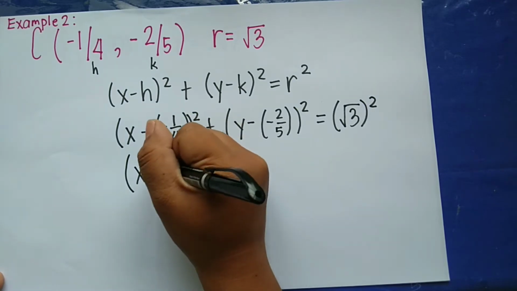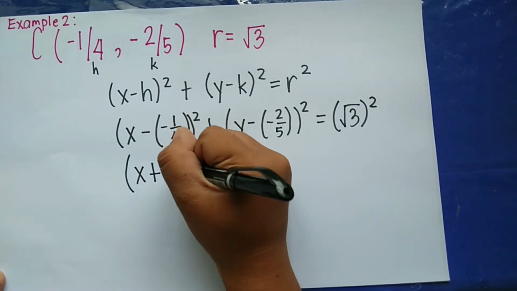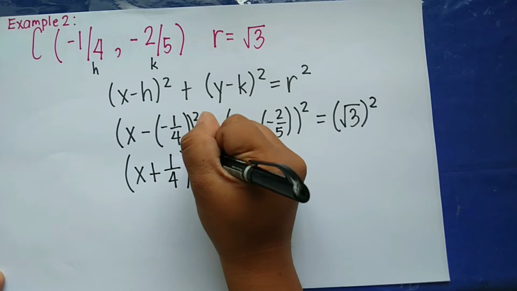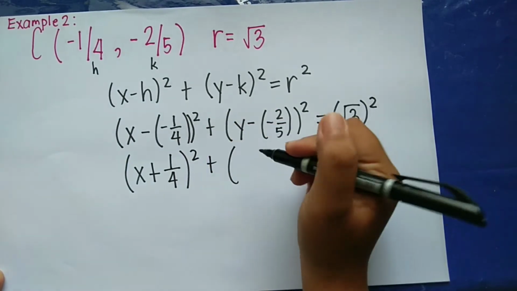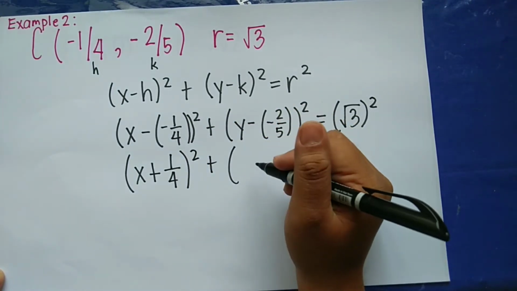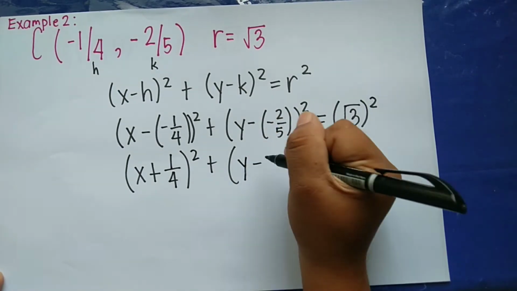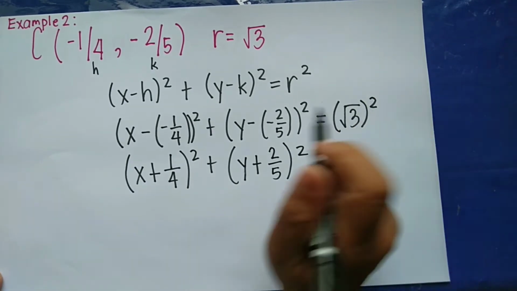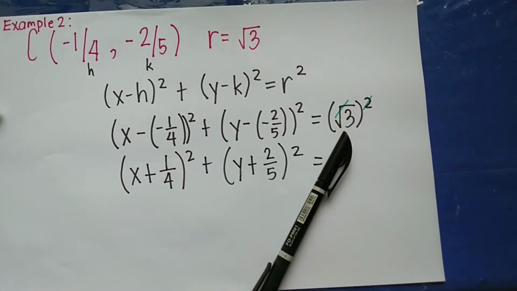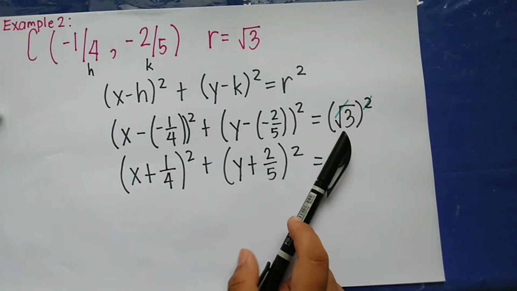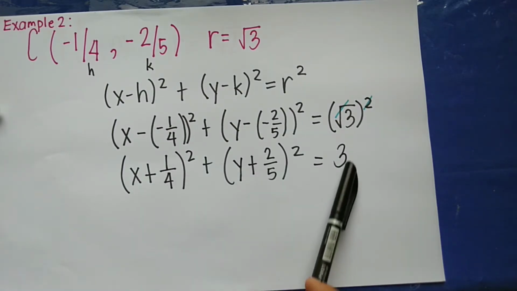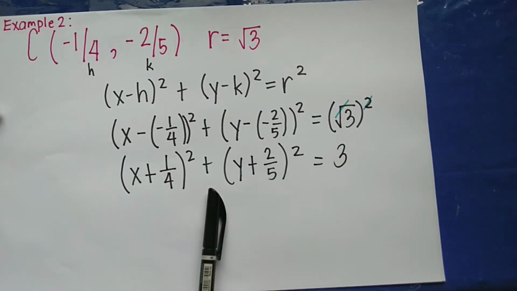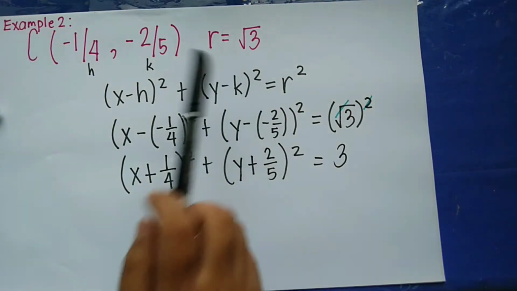Negative times negative is equal to positive, so it will become positive 1/4 squared plus, again, negative times negative is equal to positive. Okay. So the square root of 3, squared, the square and square root will be cancelled. Therefore, square root of 3 squared is equal to 3. This is the standard form of the equation of the circle given the center and the radius.